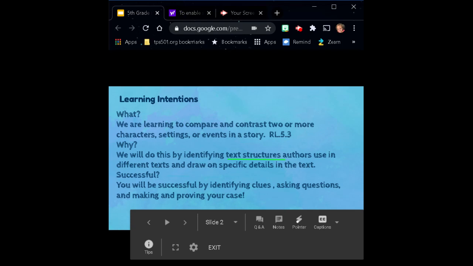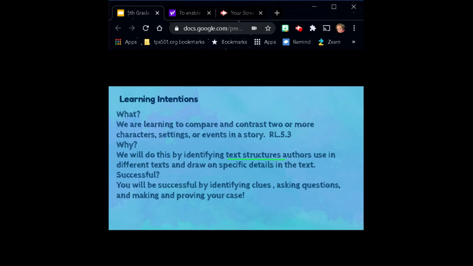Today, we will be learning to compare and contrast two or more characters, settings, or events in a story. We will do this by identifying text structures the authors use in different texts and drawing on specific details in the text. You will be successful by identifying clues, asking questions, and proving your case. We've practiced comparing and contrasting two or more characters, settings, and events in a story, but you will also be comparing and contrasting this story with chapter 2 of Washed Up. So let's read and then complete your work.